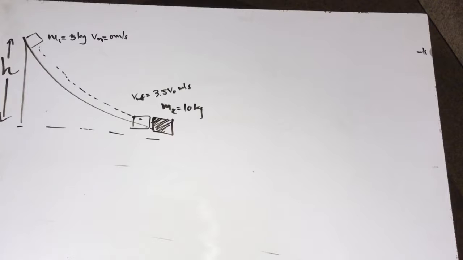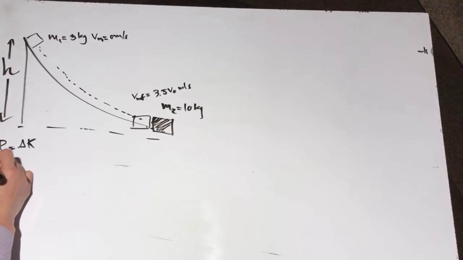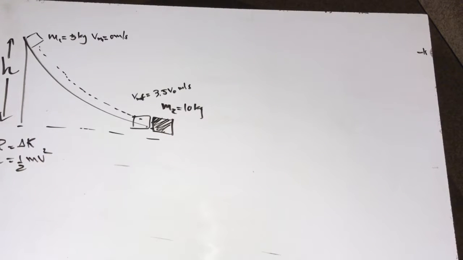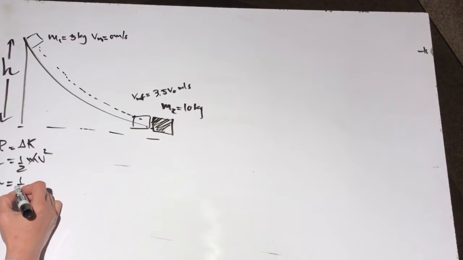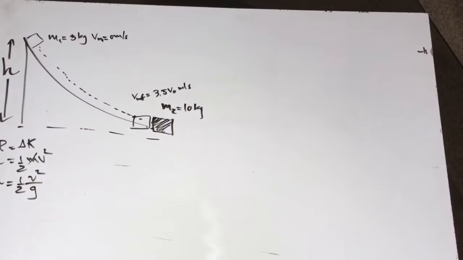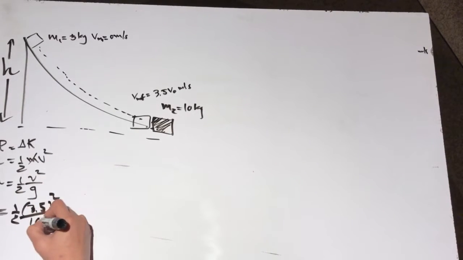You are tasked to figure out the height. Let's make it simple. Potential energy is translated all the way to kinetic energy, so mgh equals 1/2 mv squared. By now we should have seen these formulas coming for a long time. You're looking for the height, so h equals 1/2 v squared divided by gravity. Replacing the numbers: 1/2 times 3.5 squared divided by 10.